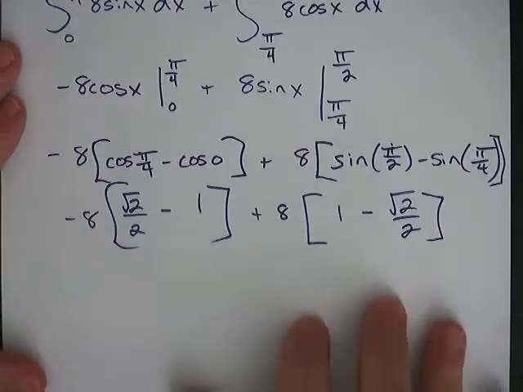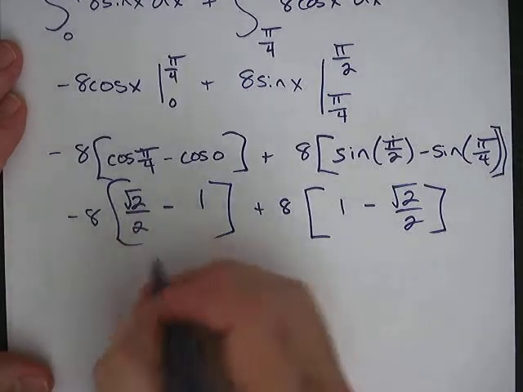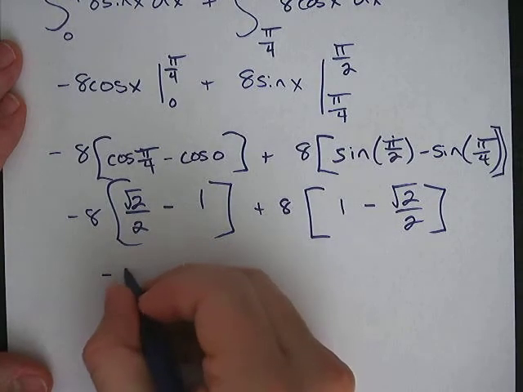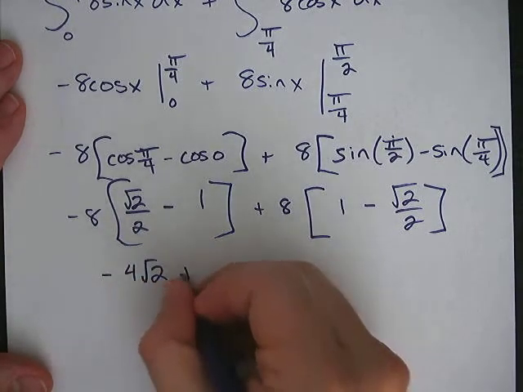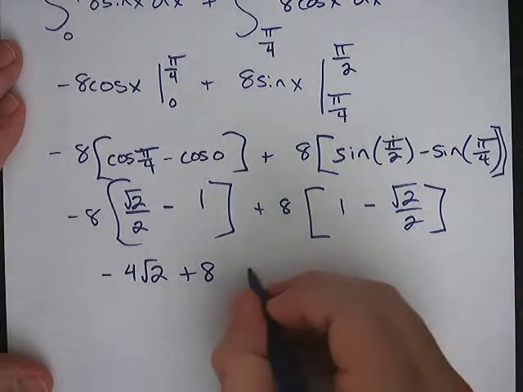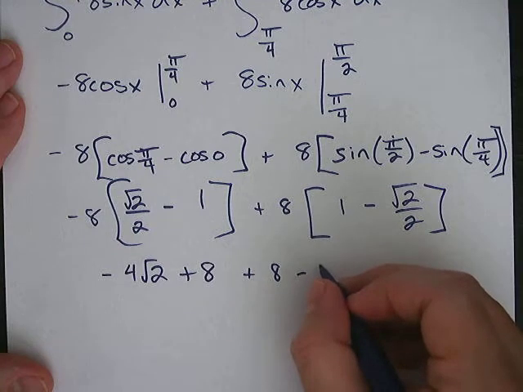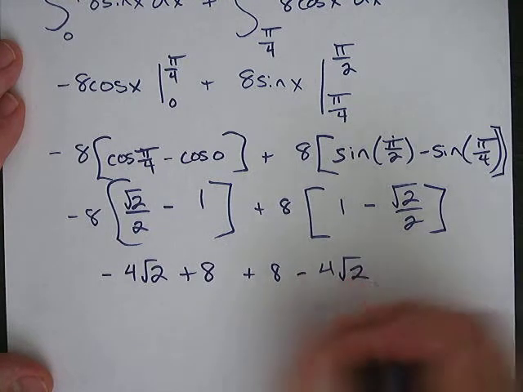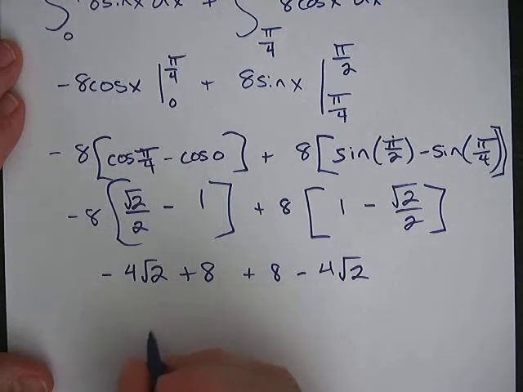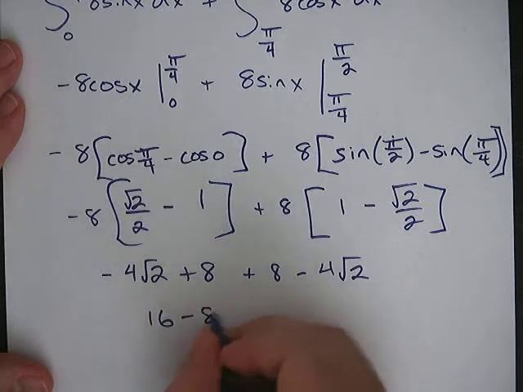Okay, so we can clean this up really quick. If we multiply through here, that's going to give us negative 4 root 2 plus 8, then a plus 8, and that would also be a negative 4 root 2. So that gives you a final answer of 16 minus 8 root 2.